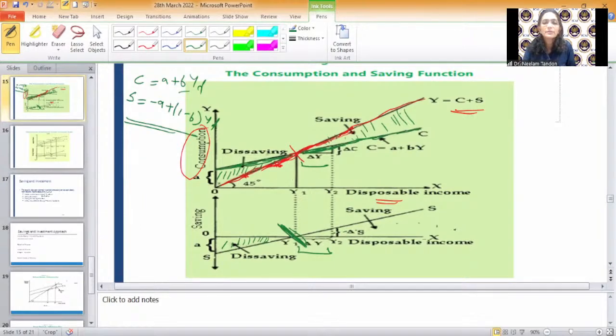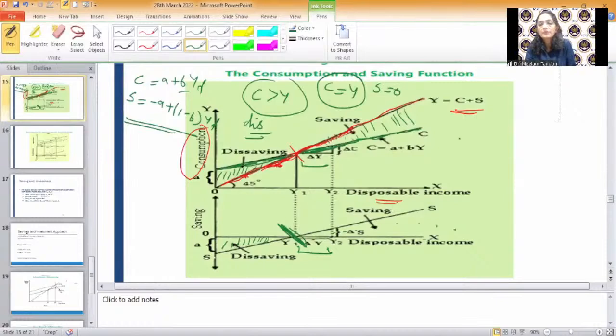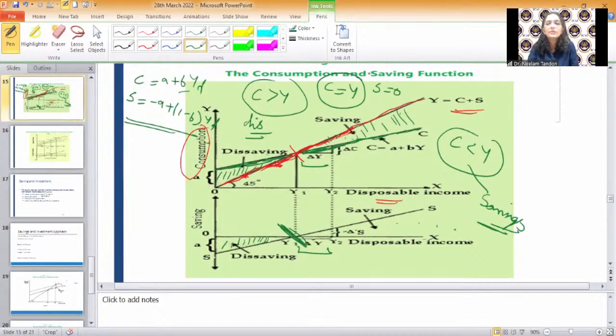And to the left of it, dissavings. So what's the basic learning from this? Basic learning is that if consumption is greater than income, there will be dissavings. If consumption is equal to income, there is zero savings. If consumption is less than income, then in that case, there is savings. So this is the relationship between consumption and saving.